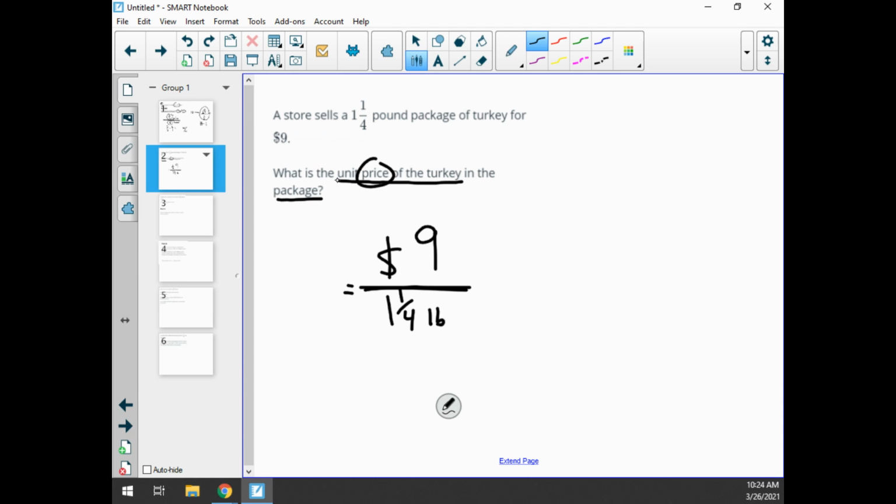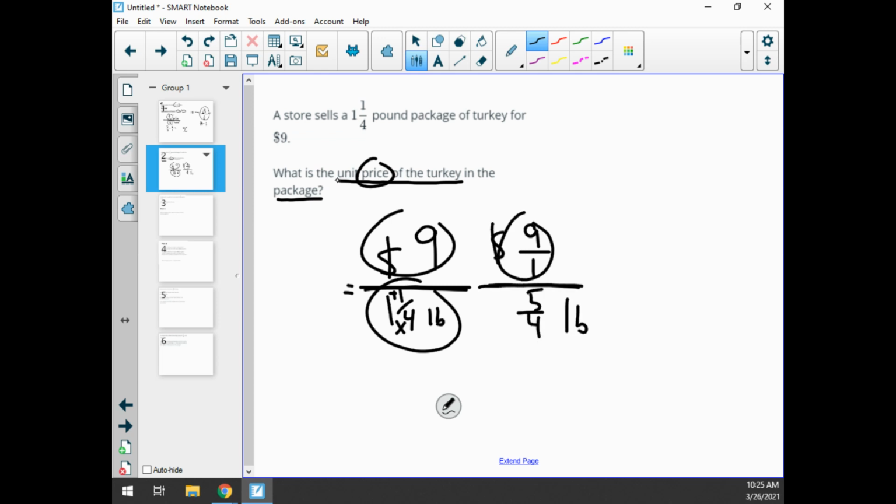So I know it's $9 for 1/4 of a pound. I need to figure out how much it is for 1 pound, which means I'm going to divide those two numbers to figure out the unit rate. In order to divide them, I have to keep, change, flip, which means first I need to turn them both into fractions. The whole number would be a fraction with 1 under it. The mixed number, you multiply and add, and it becomes 5/4 of a pound.